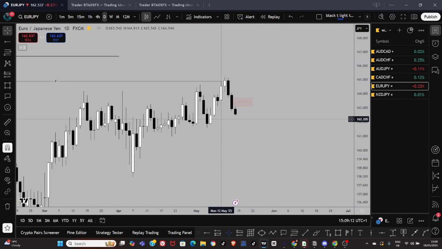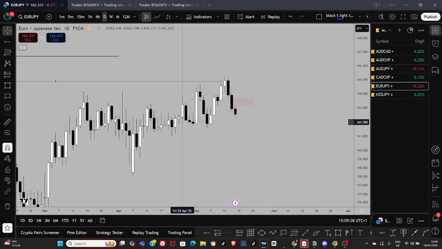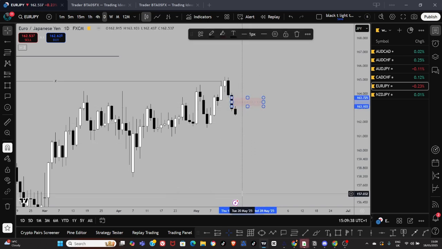EUR JPY, weekly, swept this swing high, gave lower prices. This is very, very nice because this is like an engulfing candle closing, just swept these candles and giving this. So go to your daily time frame. We want to see price not respecting any PD array, creating this fair value gap. We want to see price coming into this fair value gap, then we see lower prices. So I would take this to the top because this is quite good.